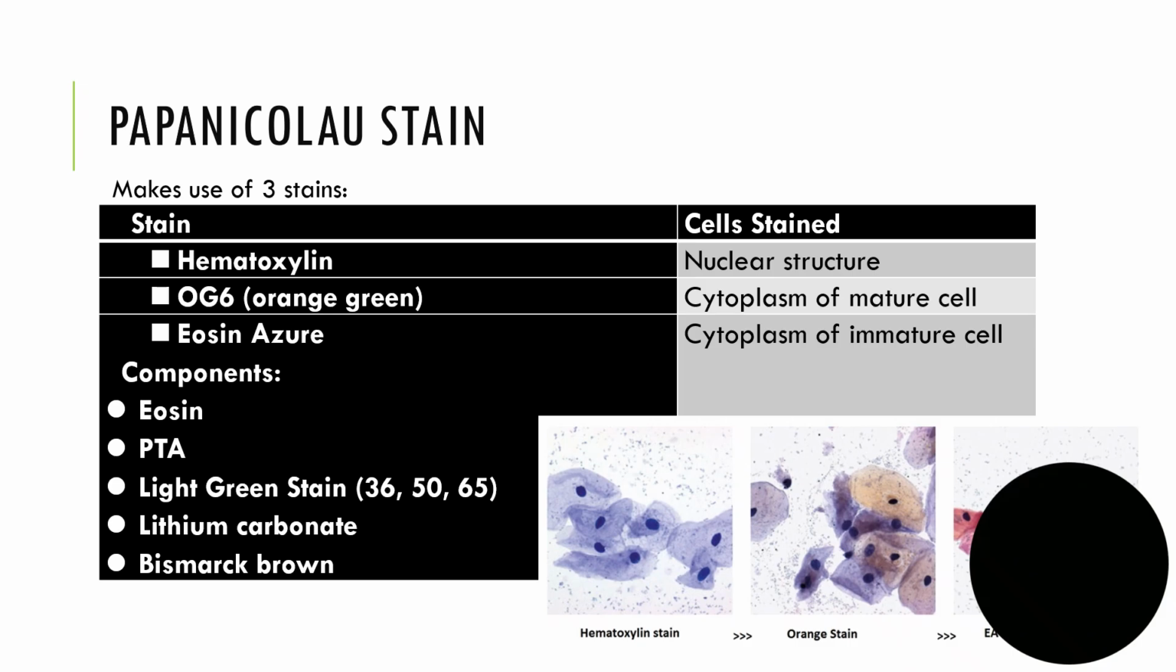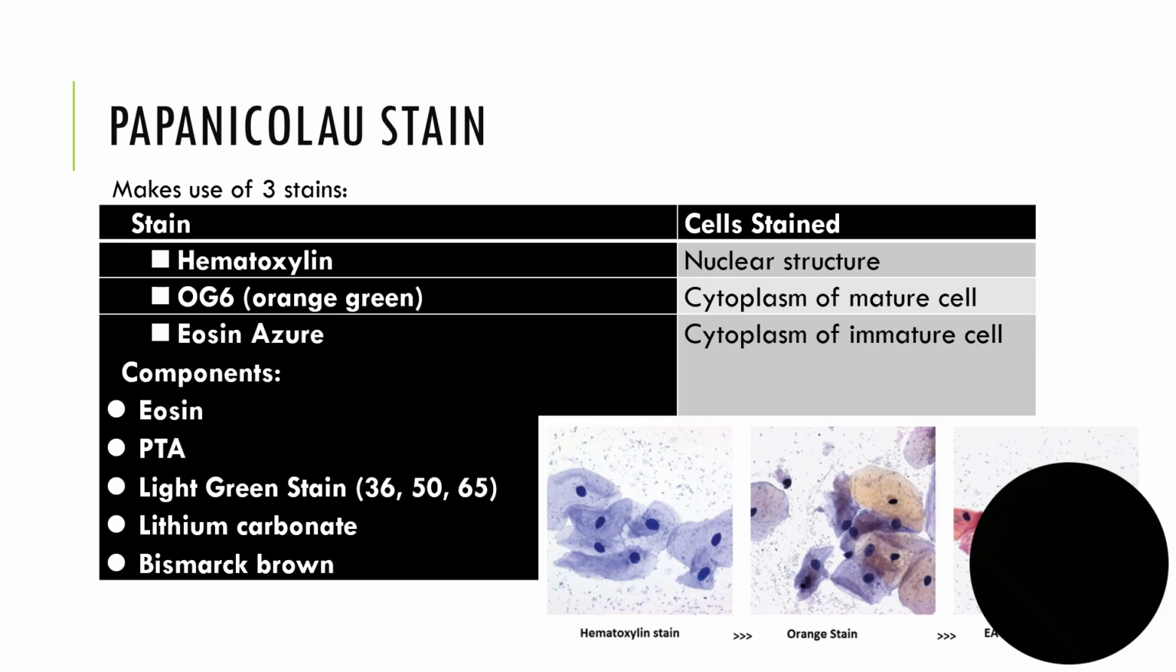Second, we have the OG-6, or orange-green 6. This is a cytoplasmic stain that selectively stains the cytoplasm of mature keratinized cells, that is, squamous cells that have undergone full maturation and differentiation. It stains them orange. Third, we have Eosin azure, also known as the EA stain. This is a polychromatic stain that targets immature or non-keratinized cytoplasm. It is actually a mixture of several components.